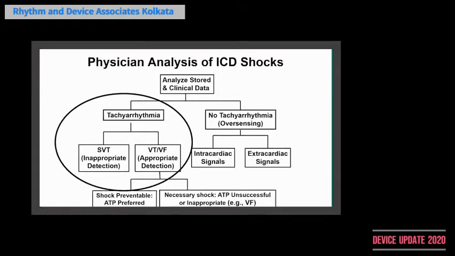If the VT-VF appropriate shock is there, then the next thing you should keep in mind is, was the shock preventable? We don't want to shock again and again. If it is preventable, then we have to think whether we can program the ICD such that we can give more ATPs or something like that, and we can prevent a shock. Or if the shock was necessary, then it is okay.